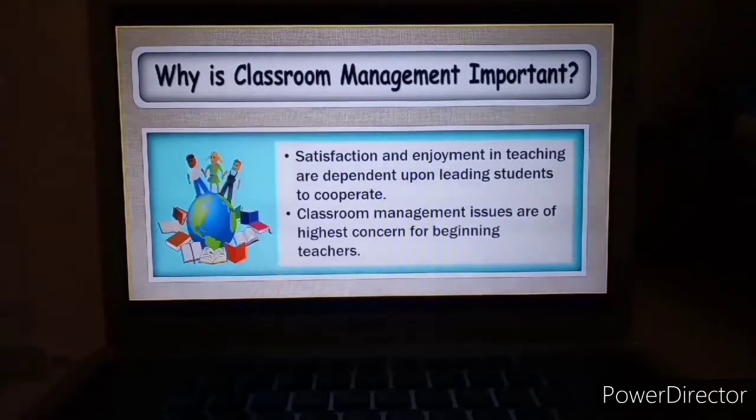Classroom management issues are of highest concern for beginning teachers. For beginner teachers, this will be their basis to ensure success in learning, since they have no techniques or methods on how to handle students. By this, it is a great help because it serves as their guidelines on how to manage students or a class.